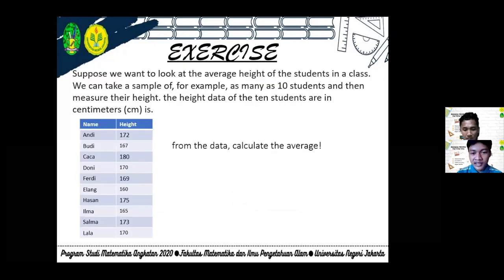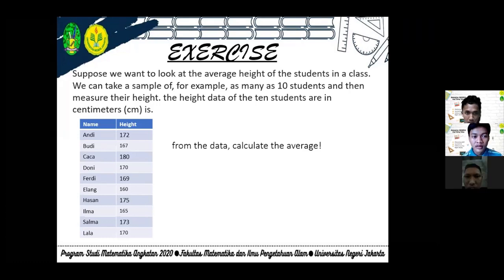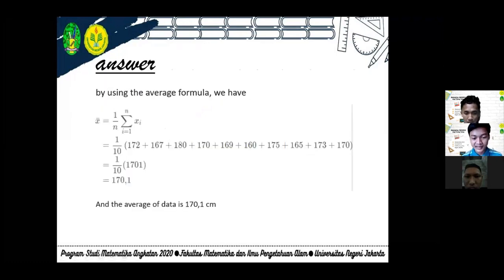Now we have the exercise. If anybody wants to answer, please use the mic. May I answer? Yes. The answer is 170.1 centimeters. Yes, the answer is correct.